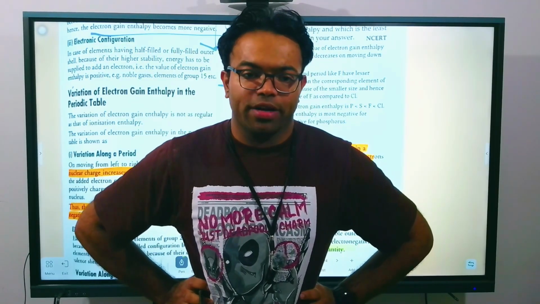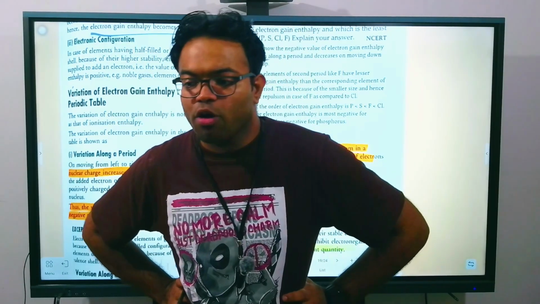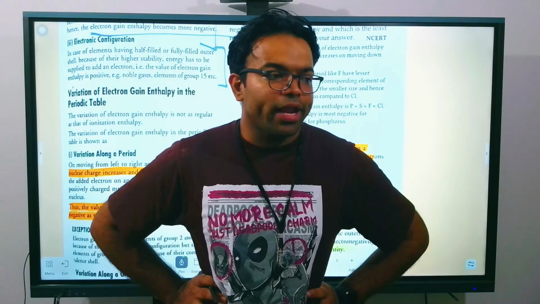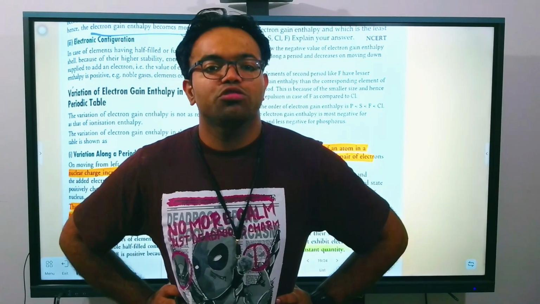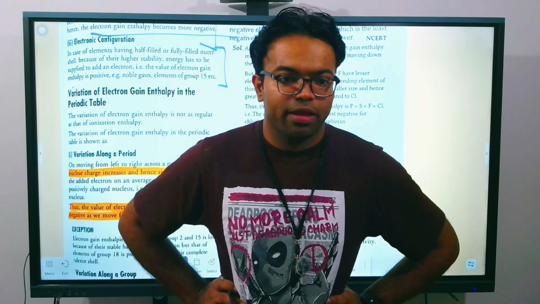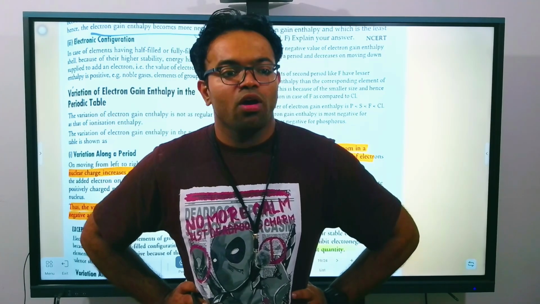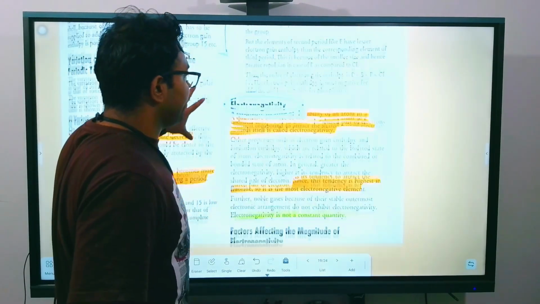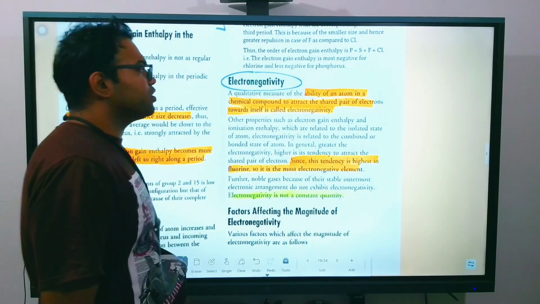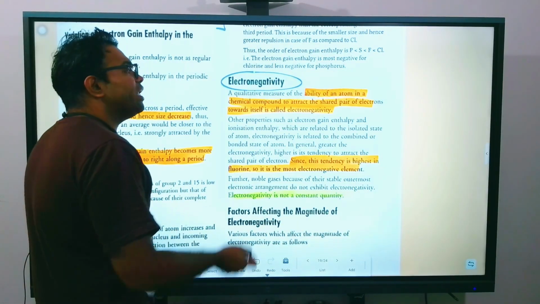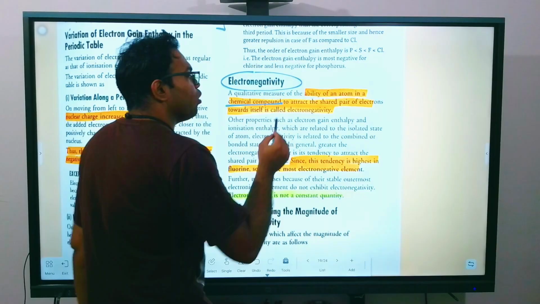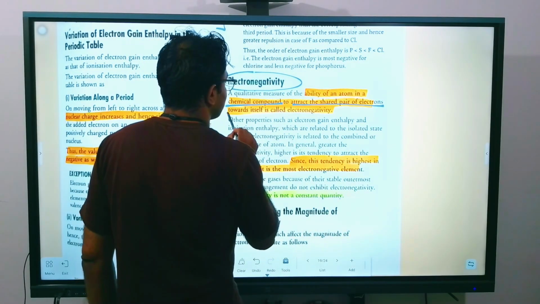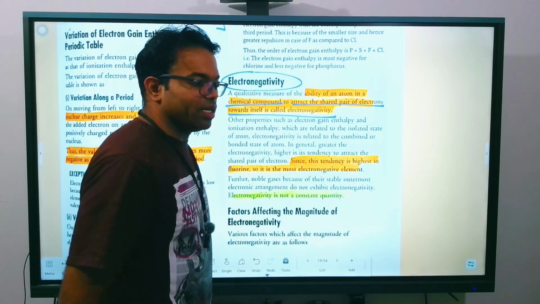You know what a covalent bond is, right, Drupad? A covalent bond is a bond formed by two atoms that have agreed to share electrons with each other. That's the basic definition of a covalent bond. Now, a quantitative measure of the ability of an atom in a chemical compound to attract the shared pair of electrons towards itself is known as electronegativity.